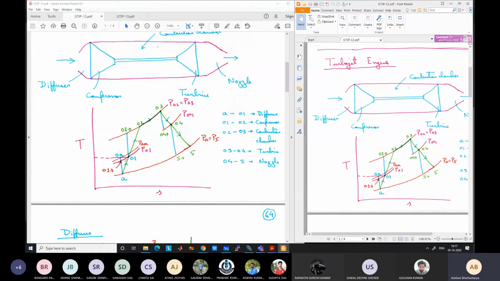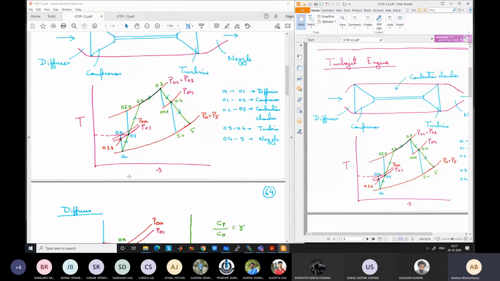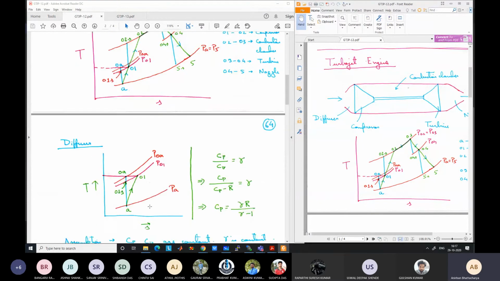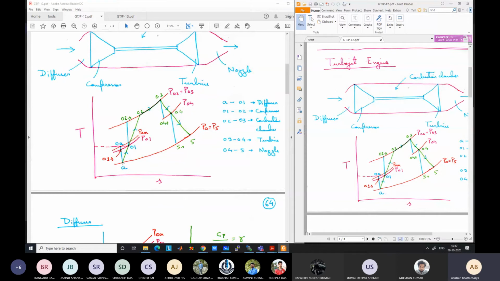So for that we need to go step by step and find out the temperature at each point in the cycle. For the first point, the diffuser efficiency is known to you, and the inlet conditions are known. So what will you do? You can use the calculations that we have discussed just now. If TA is known, you can find out T0A based on the inlet velocity, inlet temperature and pressure. So T0A and P0A can be easily found. Then T01 you will find based on the given efficiency. If RAM efficiency is given, you can find out P01.